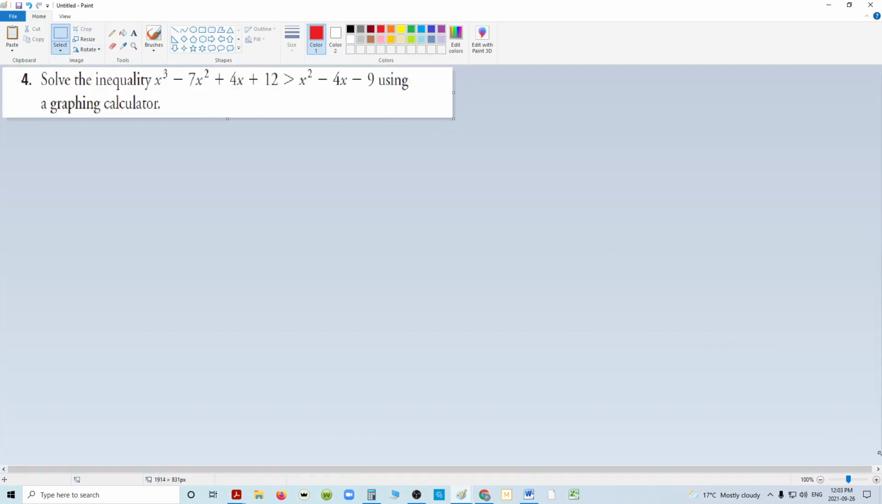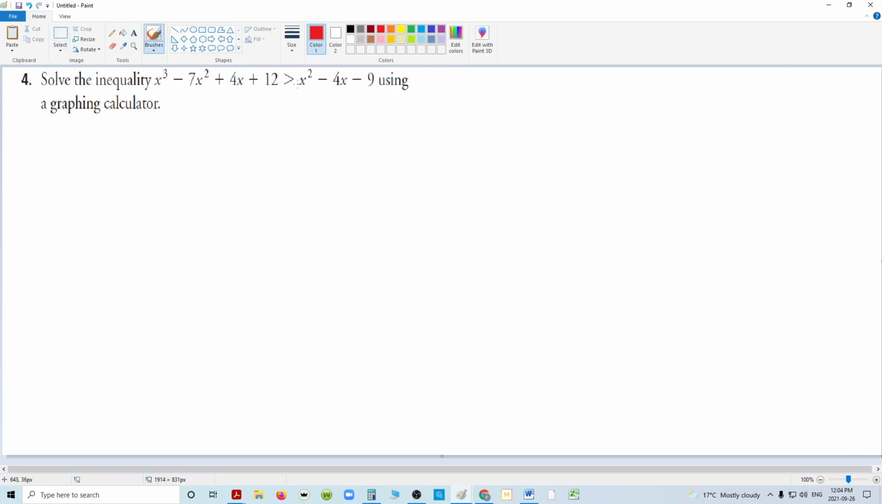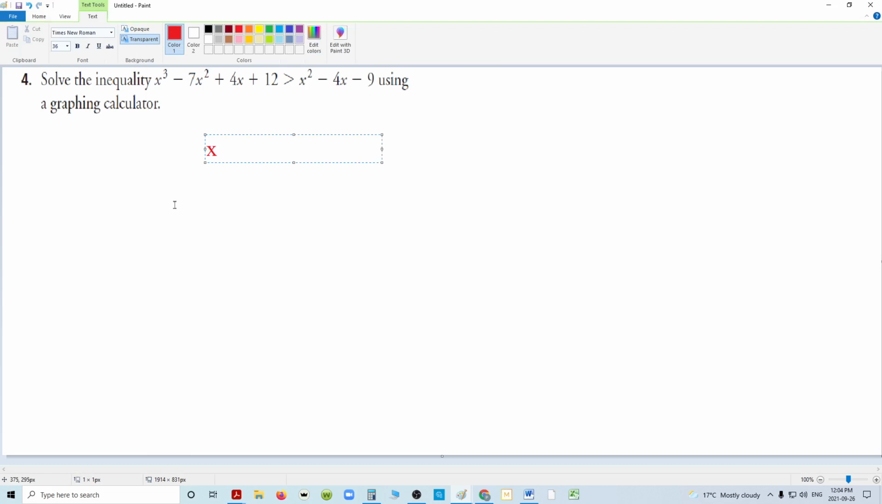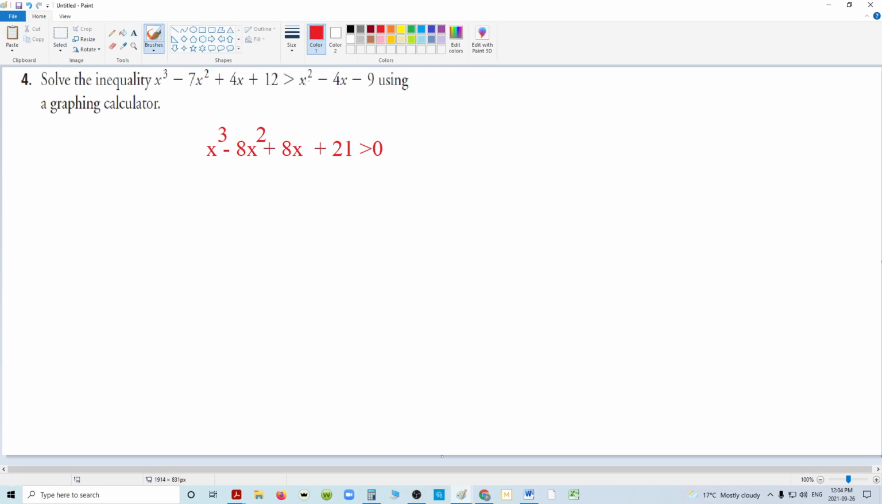Solve this inequality. It's the same thing, except this x squared will apply there. So I'm left with x cubed. Oh, this one wanted us to use the graphic calculator. Minus 8x squared plus 8x plus 21. And they're saying, when is this all bigger than 0? And I know they want to find bigger than 0 because it says bigger than here.